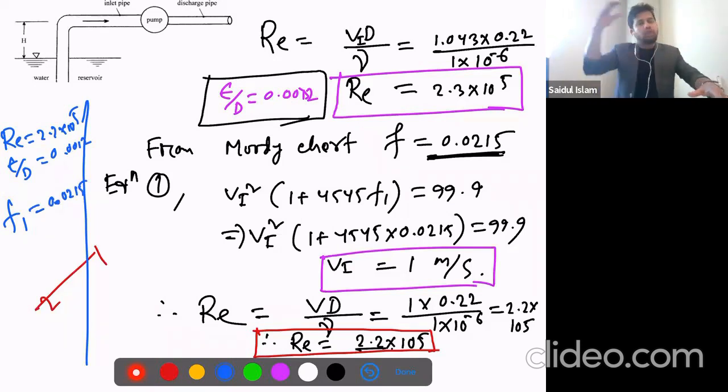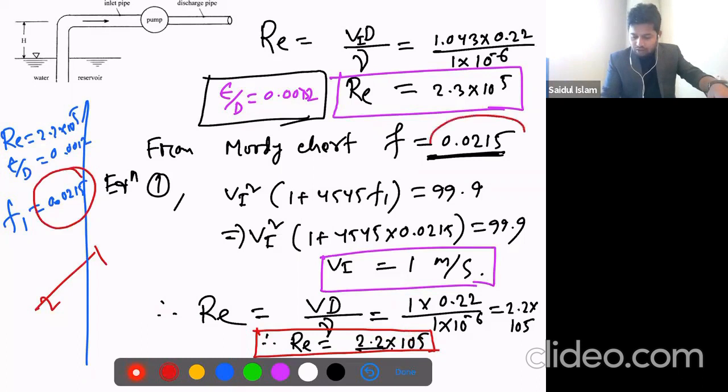So we did the same thing a couple of times. When we use this Reynolds number, for this friction factor we got 0.0215, what we had earlier, 0.0215. That means, this is actually a confusing thing, I know. In the first attempt, it's sometimes hard to understand.